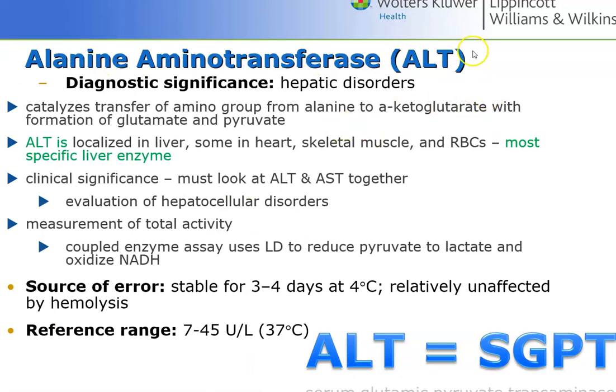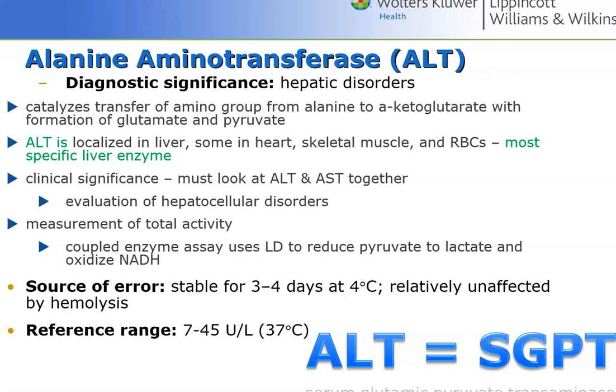So, we move on to ALT, alanine aminotransferase, which used to be called serum glutamic pyruvate transaminase. So that's where the SGPT comes from. ALT is diagnostic for hepatic disorders. Okay, say that again. We just learned that AST is found in the liver, muscle, and red cells, and can help diagnose pulmonary embolisms, right? ALT is primarily found in liver, but there's a little bit in your heart, skeletal muscle, and red cells. ALT is the most specific liver enzyme. So you have to look at ALT and AST together to figure out whether the numbers are increasing due to liver involvement or muscular involvement.